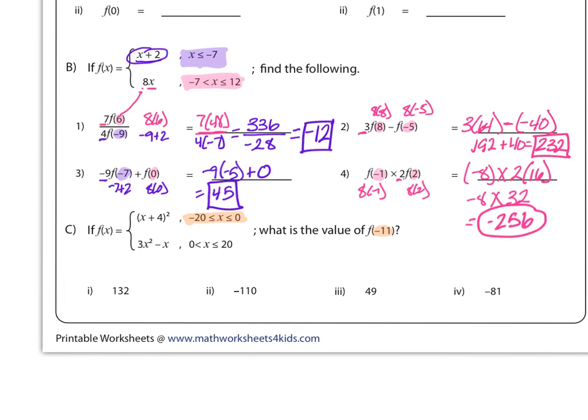So I'm going to take my x and I'm going to plug it into there. So I've got negative 11 plus 4, squared. Order of operations says I do parentheses first, right? So negative 11 plus 4 is negative 7, squared should be positive 49. So that should be my answer there.